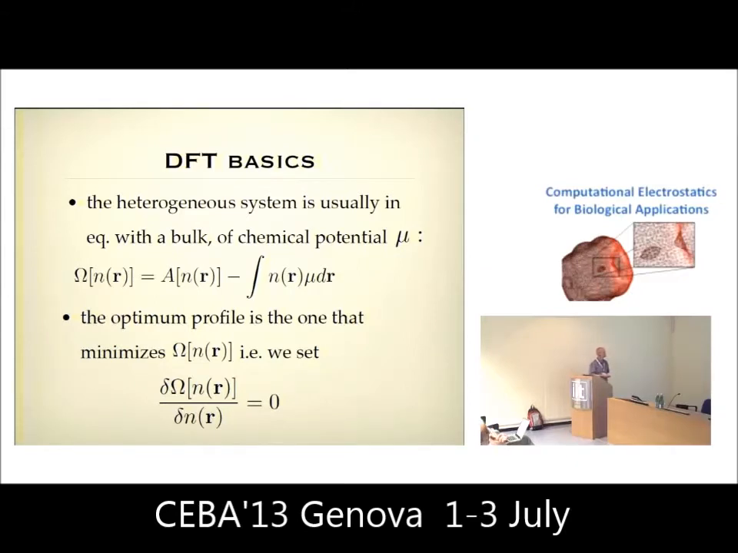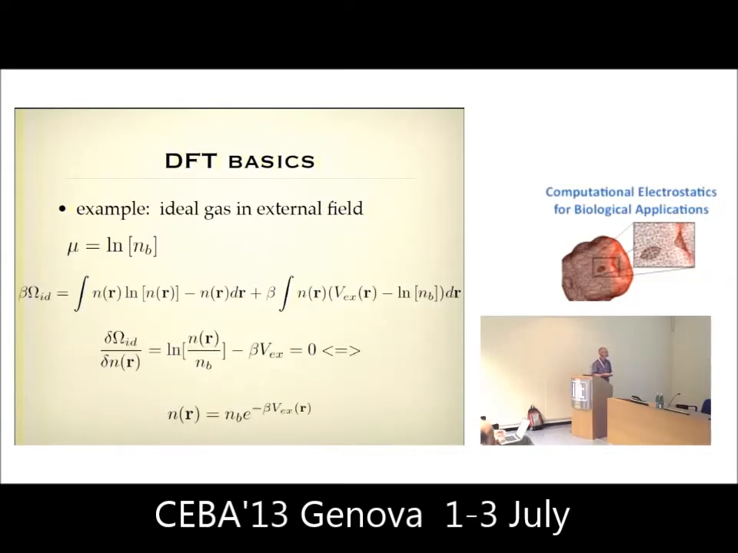And the optimum profile is the one that minimizes this grand potential functional then. And that means that we set the functional derivative of the grand potential equal to 0 to find our solution. And as a really simple case of this, we can look at an ideal gas in some external field. School book example, I guess.